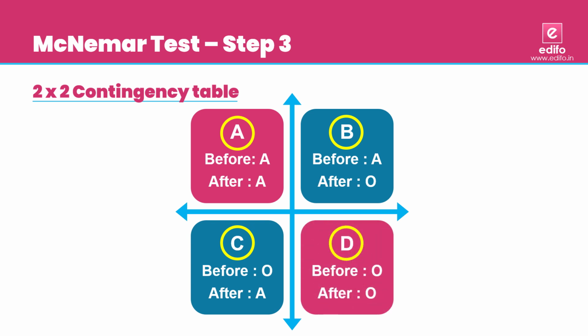The fourth column, column D, just opposite of that of column A. Before and after there is no shift in using brand A. That means before and after they are still in other brands.